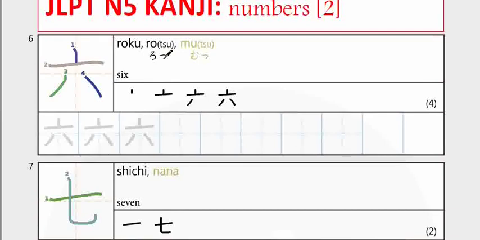Now, kanji for number 6. It is called roku in onyomi and mu in kunyomi. Add the counter tsu, it becomes mutsu. You can also call this as rotsu in onyomi. So, this kanji is made up of 4 strokes. So, let's try practicing it.